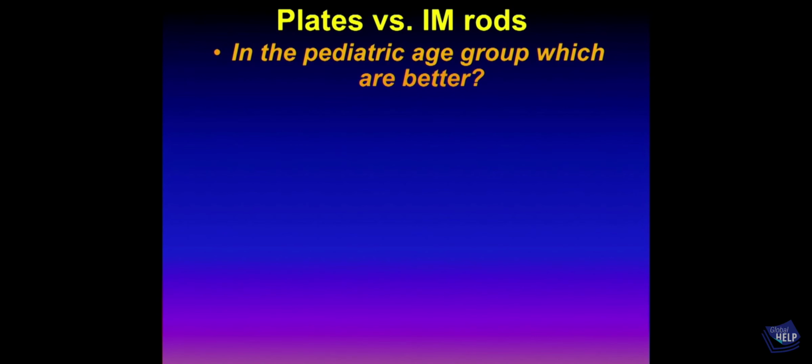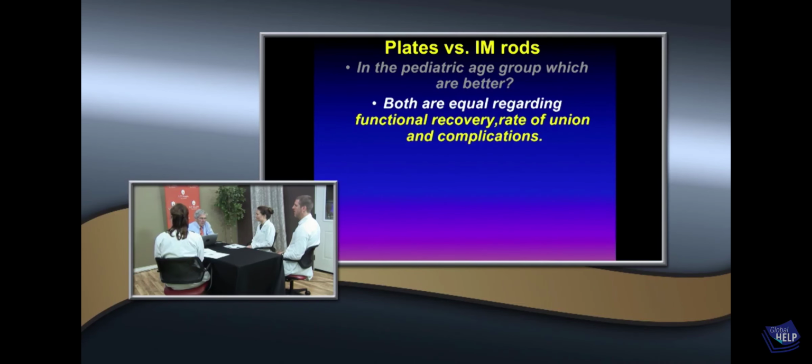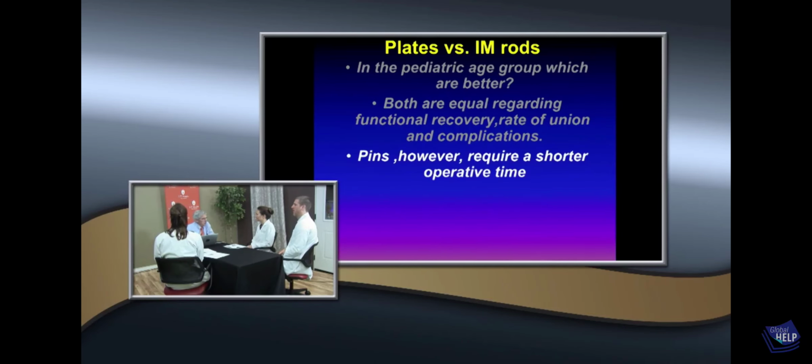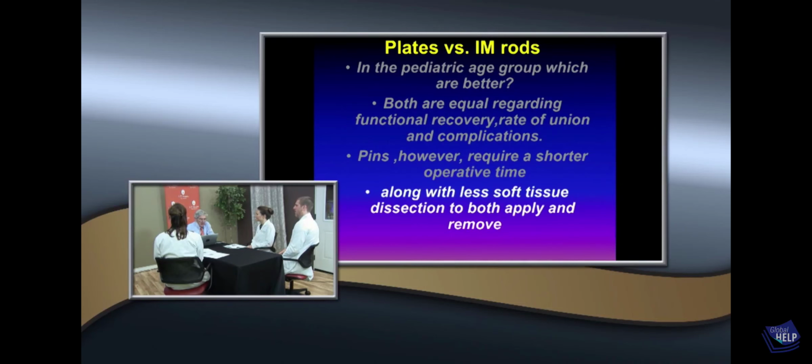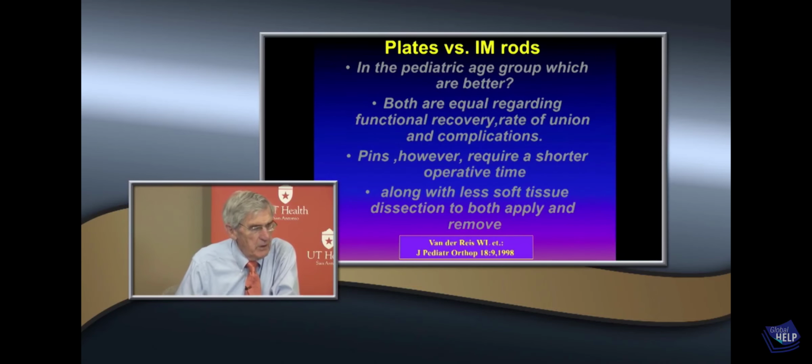Now, they've done studies in the younger children with plates and IM rods. Which is better? I think the rods are better. The rods are better. Really? Well, both are equal regarding functional recovery, rate of union, and complications. However, you can put the pins in a shorter operative time. You don't have to make as big an incision, and there's less soft tissue dissection to apply and remove both. So the pins are probably a little more advantageous because you can put them in quicker and you don't have to do as much surgical intervention.